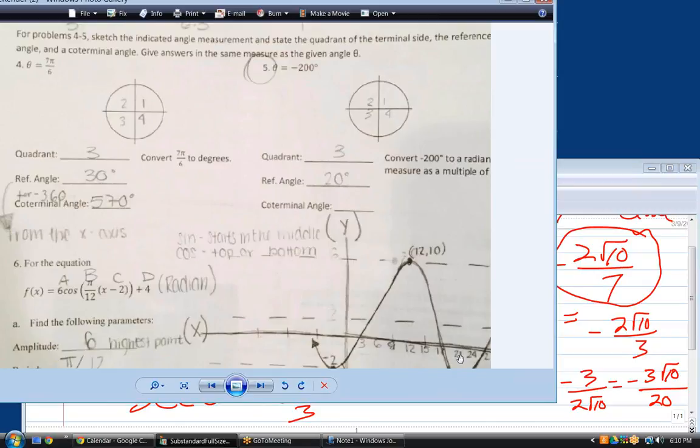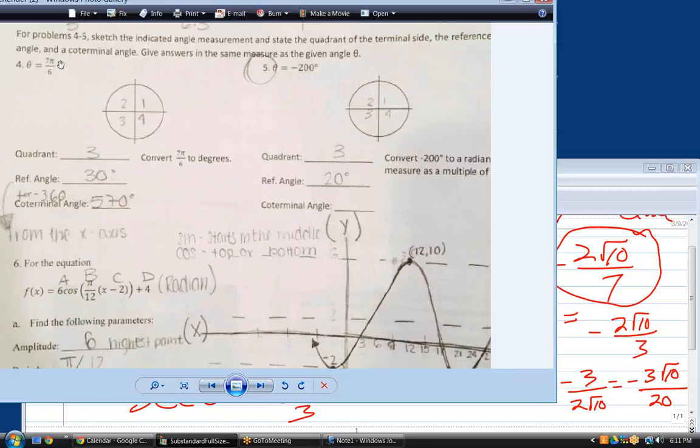I guess we can just kind of skip around. It doesn't matter what order we go in. But on number 4, I kind of understood it, but not really. State the quadrant, when they say the quadrant of the terminal side. Yeah, we're allowed to use our trig circle on it. So that's how I knew the quadrant.